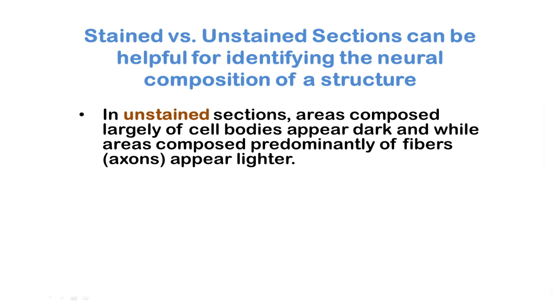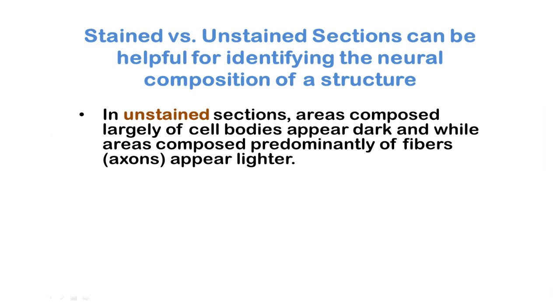In an unstained section, again, an unprocessed section, areas that are composed largely of cell bodies appear dark, whereas areas composed predominantly of fibers, by fibers we mean the axons, appear lighter. You're all aware that the axons are covered with a fatty sheath of myelin. If you think of fat, think about a white color, a much clearer component.